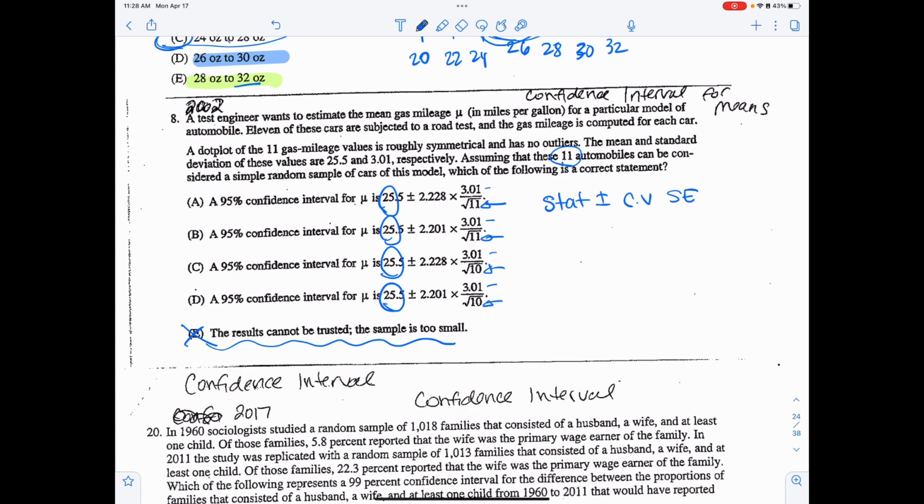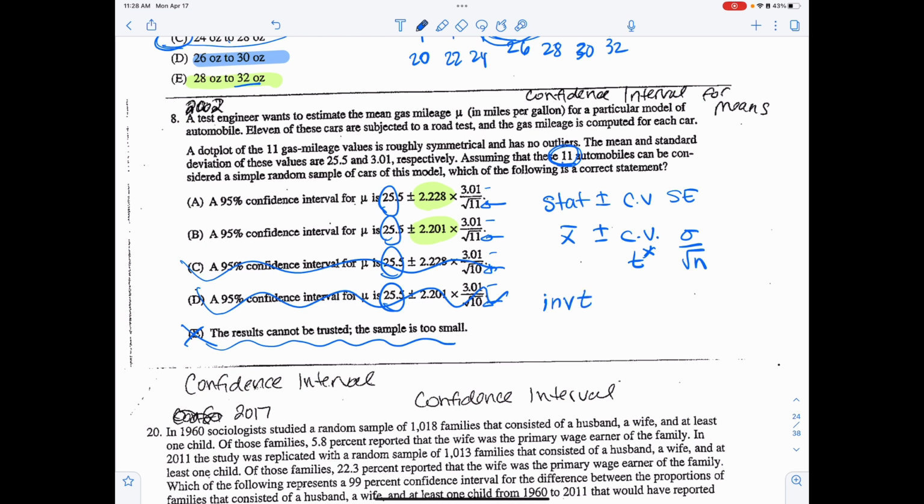Well, we know that it's going to be x bar plus or minus my critical value, which is the t star, times sigma over square root of n. So I'm looking for n. N is 11. So we know it's definitely not these two down here. So the biggest difference is trying to find my t star. My t star is either 2.228 or 2.201.